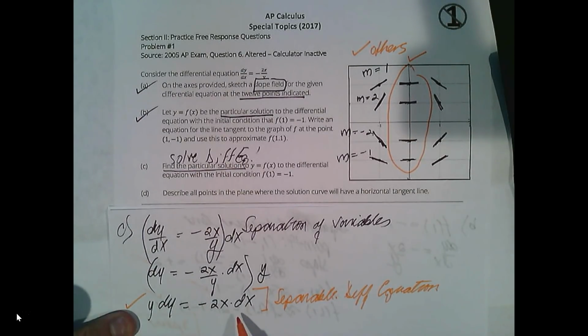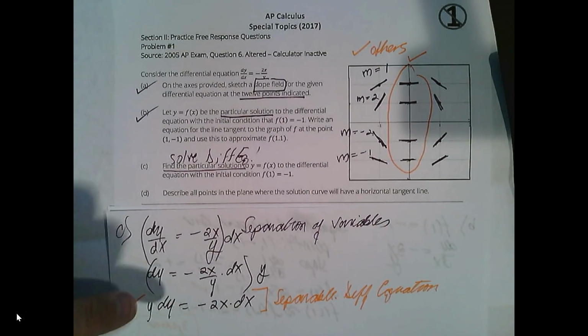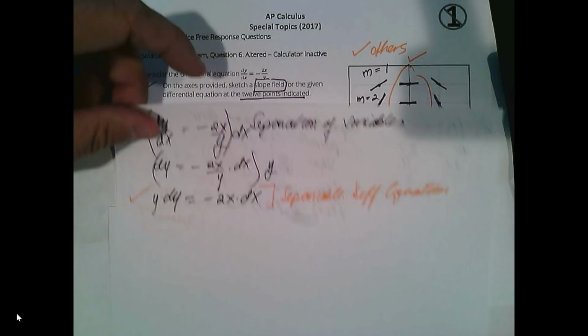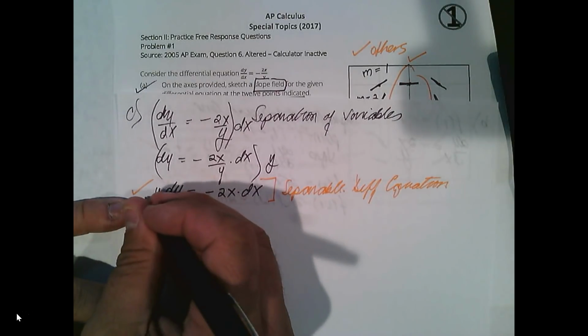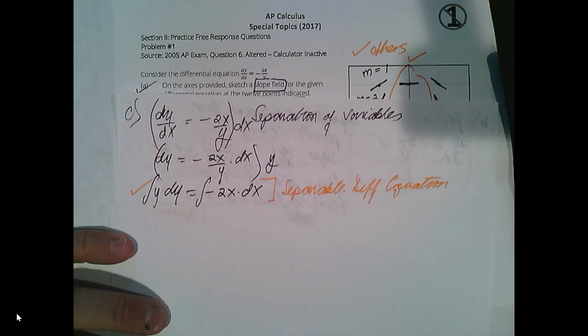Now, you want to be careful, because the other thing that they'll do is if you make an algebra mistake getting here, if you don't actually separate the variables, they will award you no points. And that is sad news. So let's keep going. Now that you've separated the variables, we're going to integrate both sides.